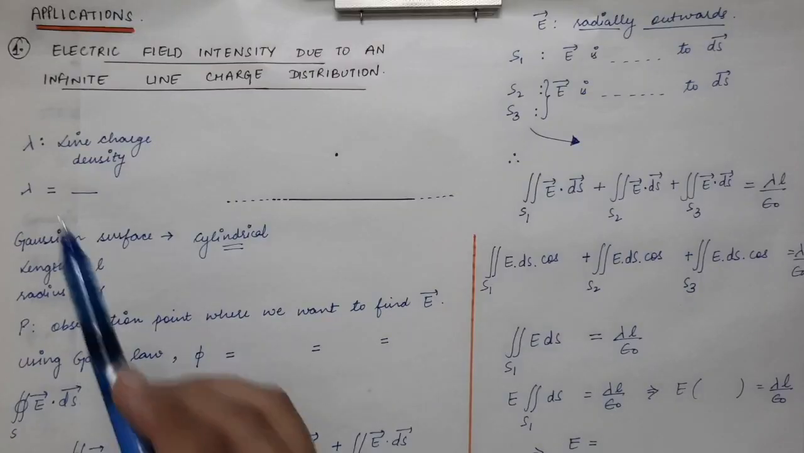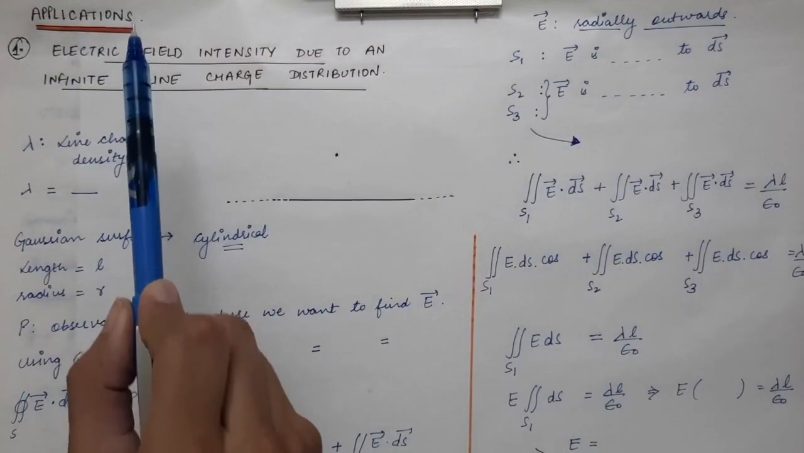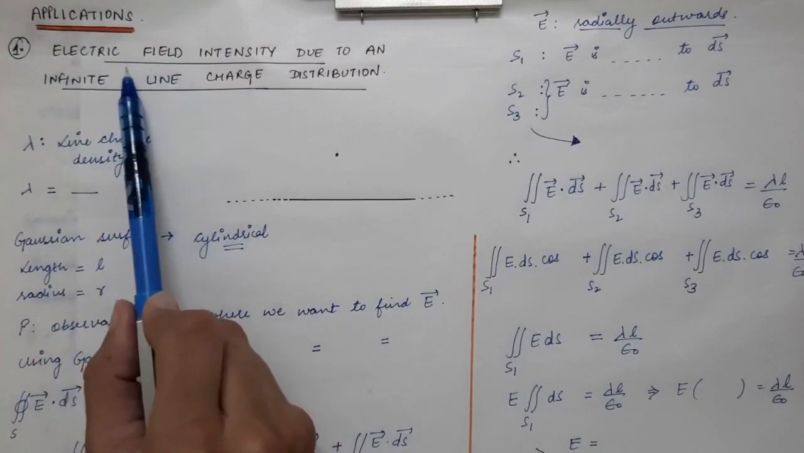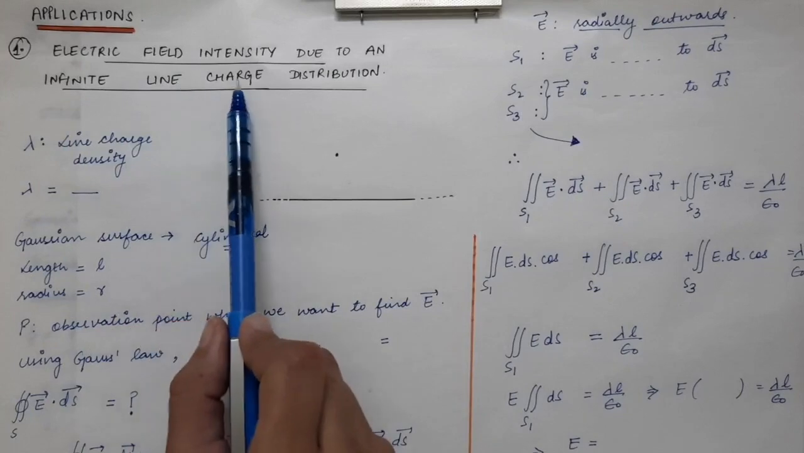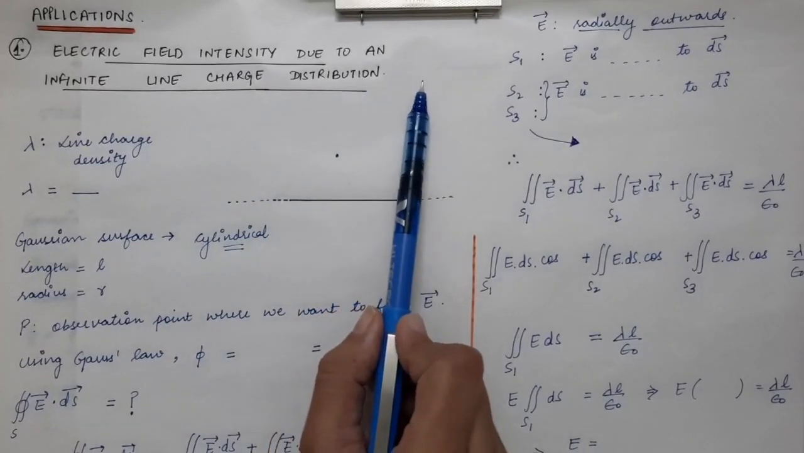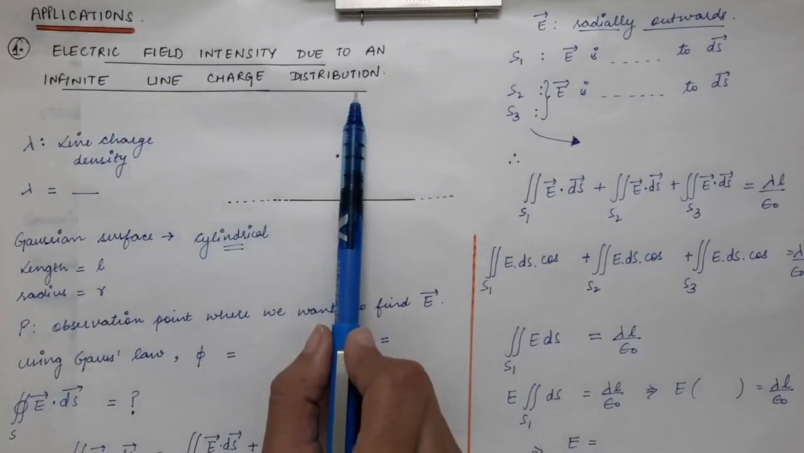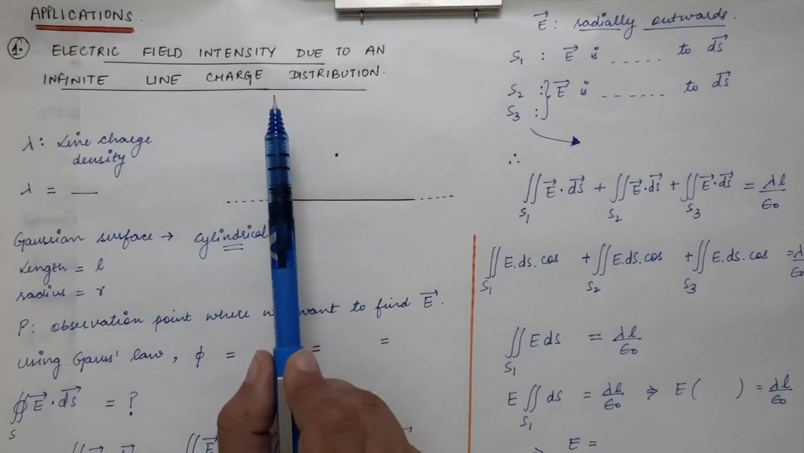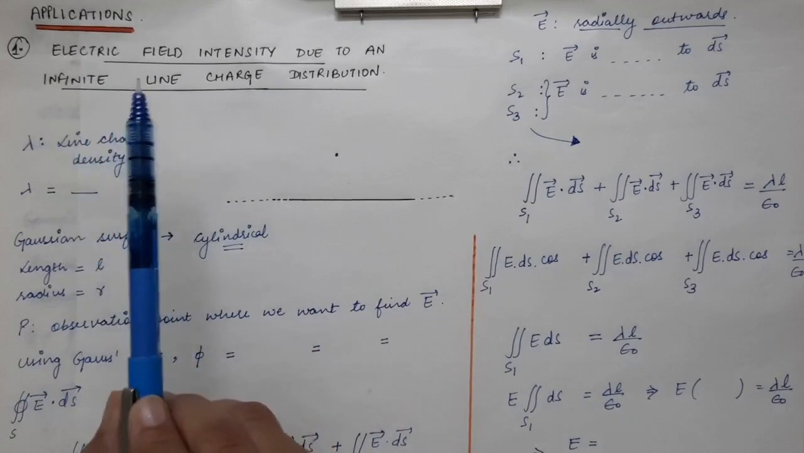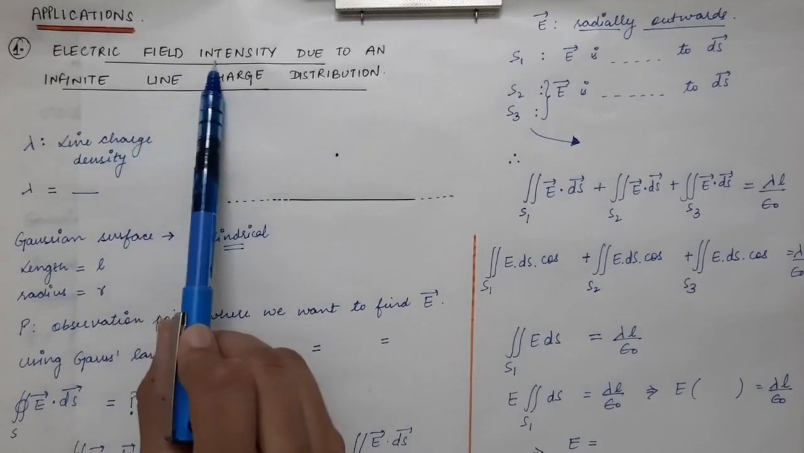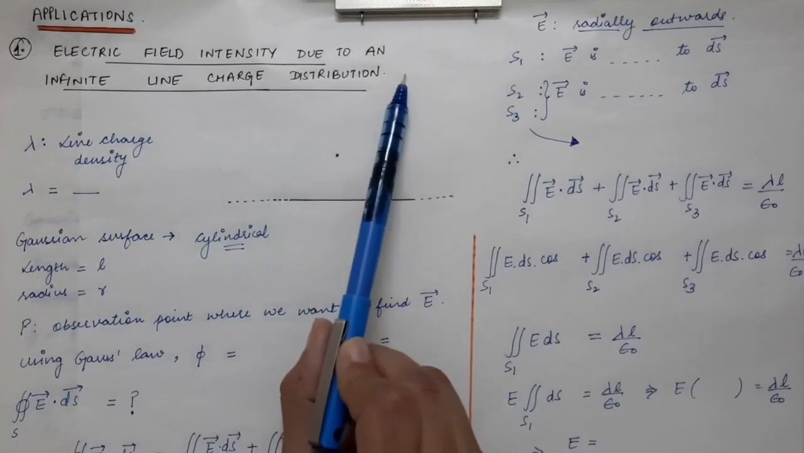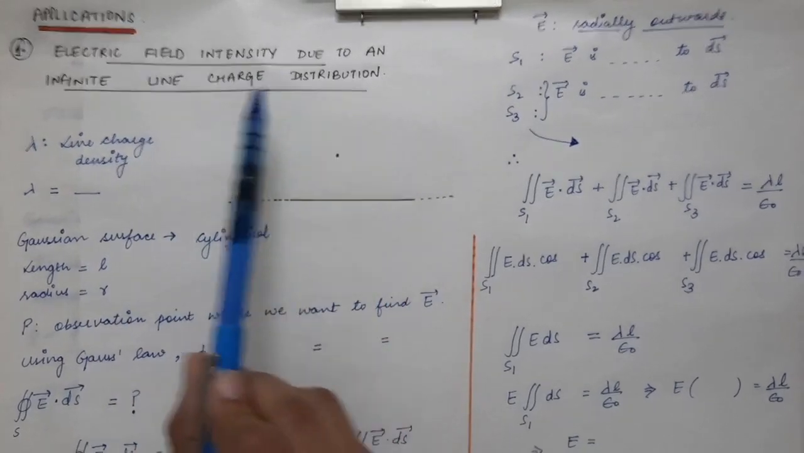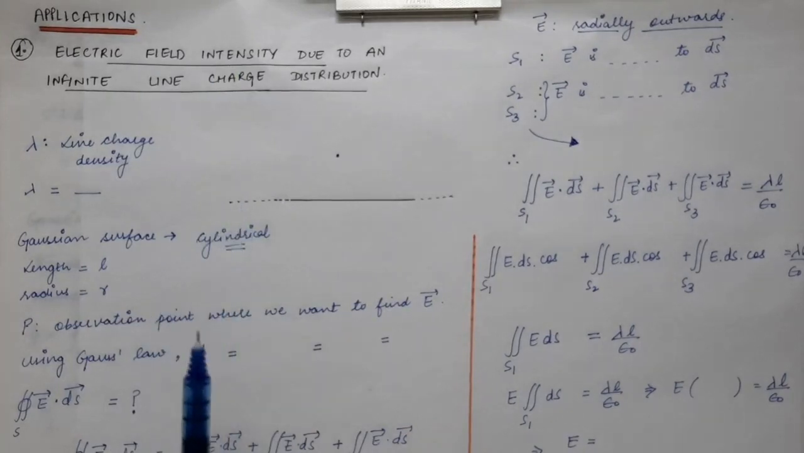Now we are going to look at the first application of Gauss law. First of all, we are going to find the electric field intensity due to an infinite line charge distribution using Gauss law. This derivation we have already done using the general Coulomb's law in the previous lectures. But here we are going to find the electric field intensity due to an infinite line charge distribution using Gauss law.